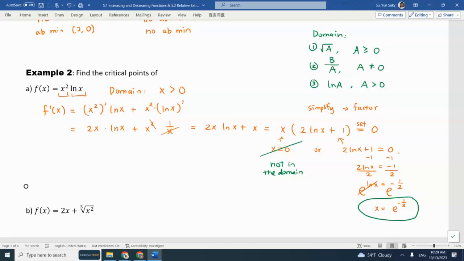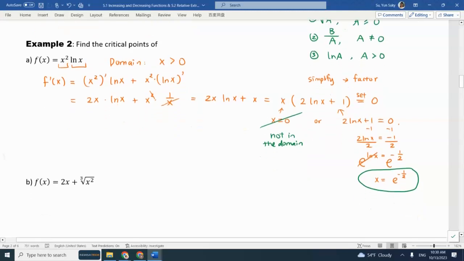Is that clear, everybody? So this example tells us after you find the derivative, you set it equal to 0 and find x. But you have to check the domain because the critical point must be in the domain. Okay, everybody? All right. So continue. Look at part B.